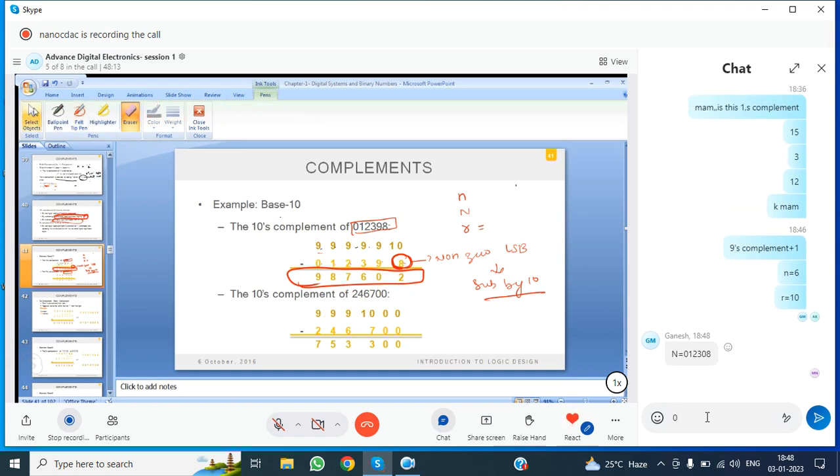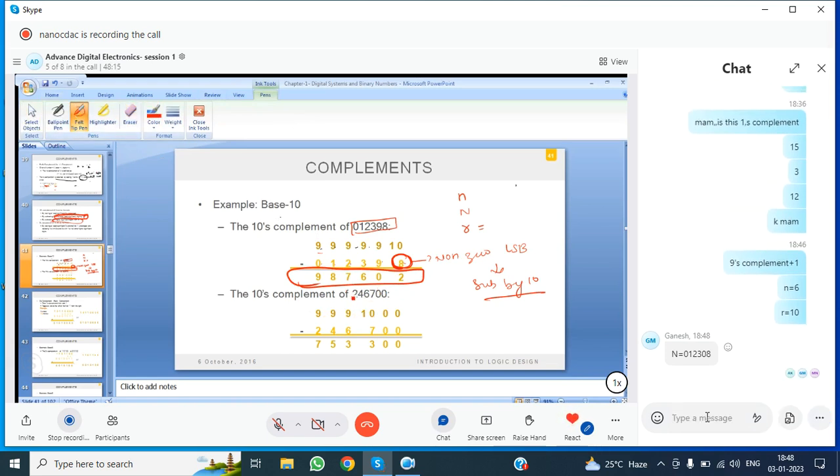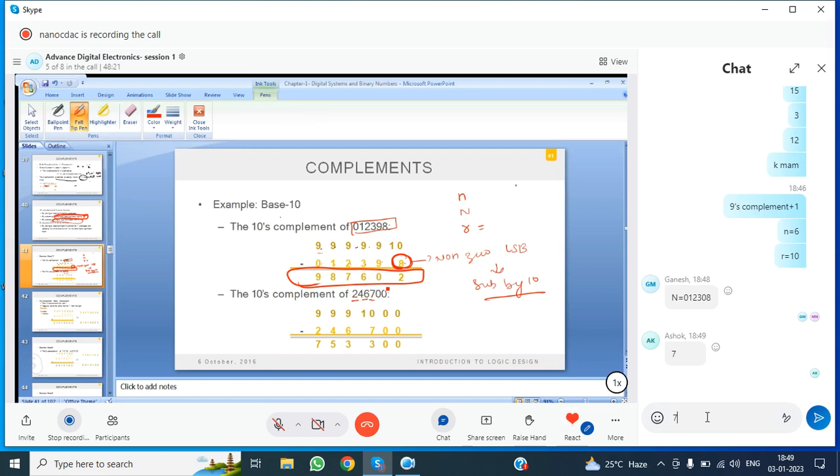ఇక్కడ చూడండి 2 4 6 7 0 ఉంది కదా. So see here 1 2 3 4. Okay, 1 2 3 4, 0 ఉంది కాబట్టి you just put it 0. 0 ఉంది, you put it 0. So 7 is the first non-zero LSB. Okay, 7 is considered as first non-zero LSB.